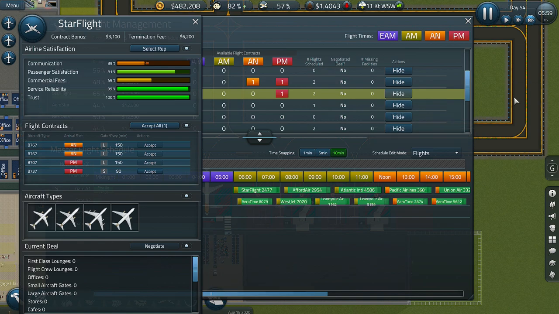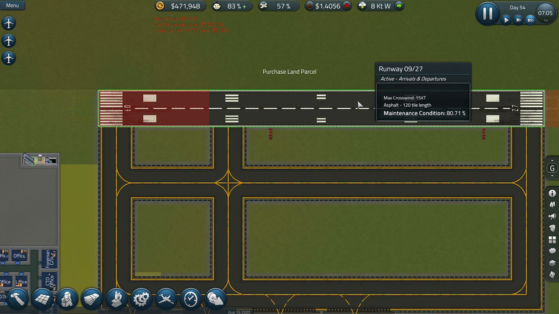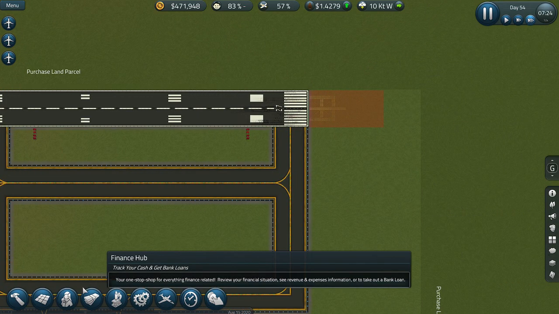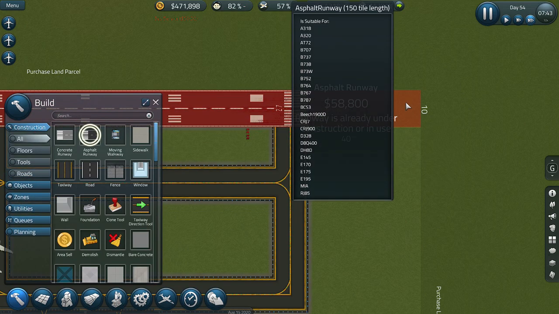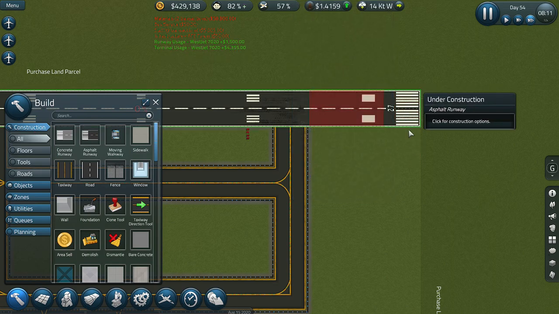Alright, so we got that runway extended a little bit. And as you can see, we still cannot accept the large aircraft like the 767 and the 707 because we need a runway of at least 150 units, I think it says. And this is only 112 tiles. So can we make it 150? No, we cannot. Well, we could, but it would butt right up against the edge, and it won't allow us to do that.